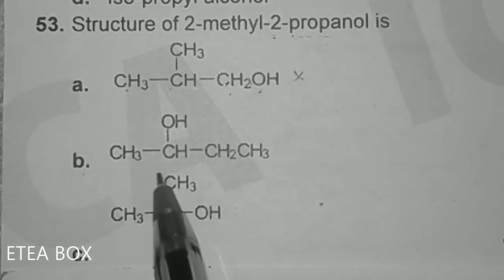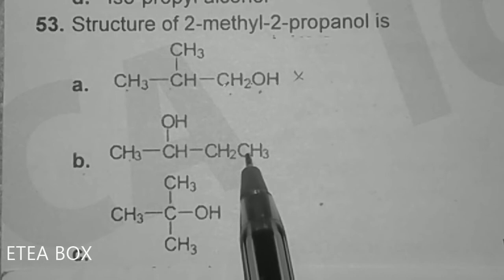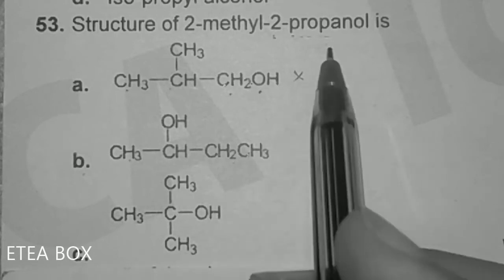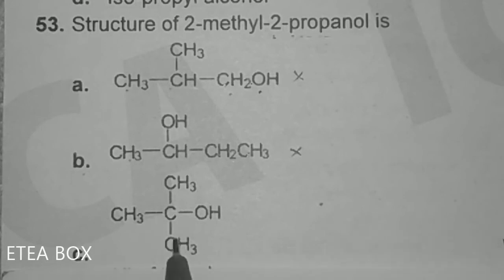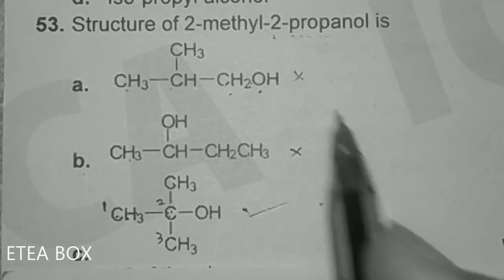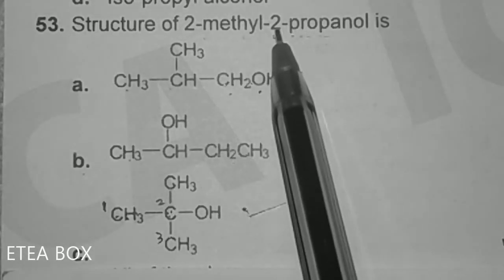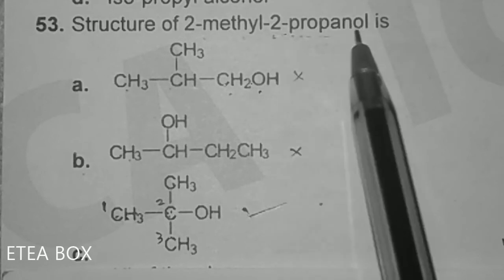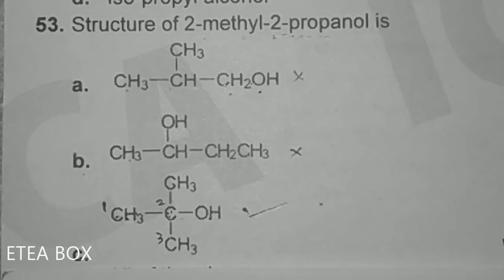Look at option B, 1 2 3 4. So the parent name here is but, and here it is prop, so it means this one is also incorrect. Look at option C, select the longest chain having the hydroxyl group, 1 2 and 3. So start the numbering from here, 1 2 3. On carbon number 2 the hydroxyl group as well as the methyl group is present, so this one is correct, 2-methyl. Look, 2-methyl 2-propanol, which means that on carbon number 2 the hydroxyl group is present, so this one is also correct.